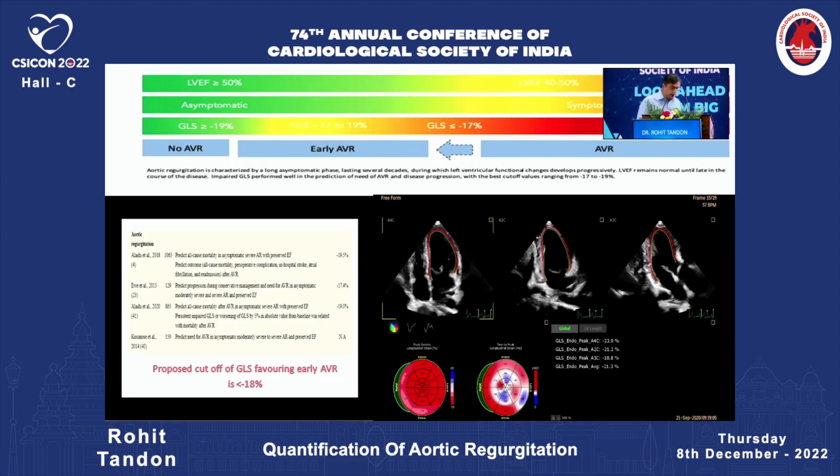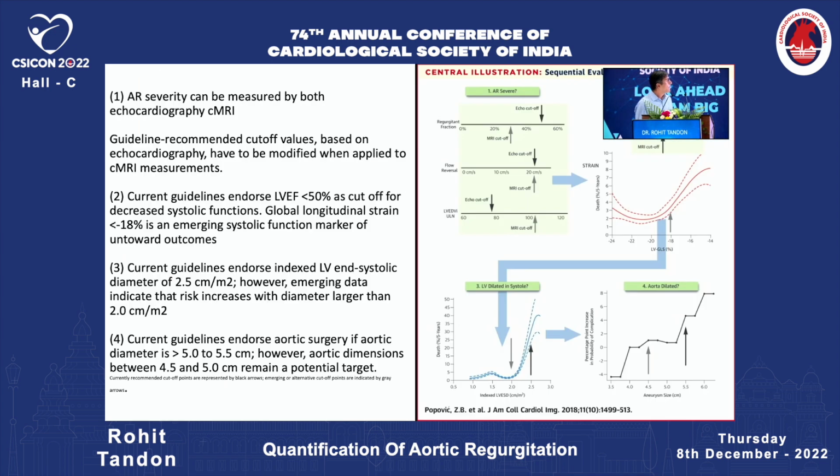And the latest is that strain echo has been tried in some patients with chronic AR for early referral to surgery. In that, some studies are finding that if the global longitudinal strain is less than 18%, then early referral can be advocated to some people with severe AR.